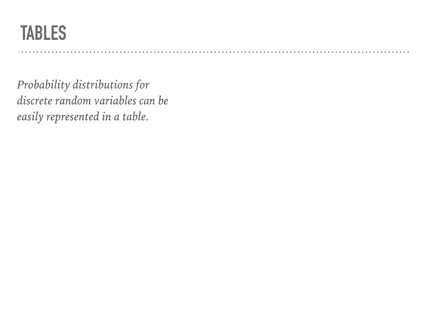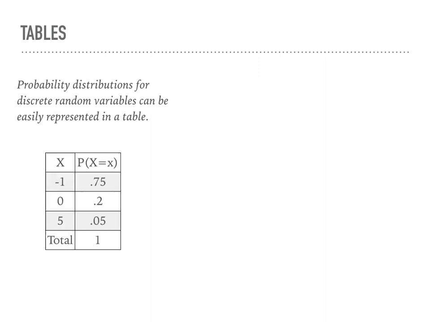We're going to organize our probability distribution functions in tables. So probability distributions for discrete random variables are easily represented in tables. Here we see our random variable x may be -1, 0, or 5. The probability that x equals -1 is 0.75, the probability that x equals 0 is 0.2, and the probability that x equals 5 is 0.05. We notice that these probabilities all add up to 1, which lets us know that we have a complete probability distribution.